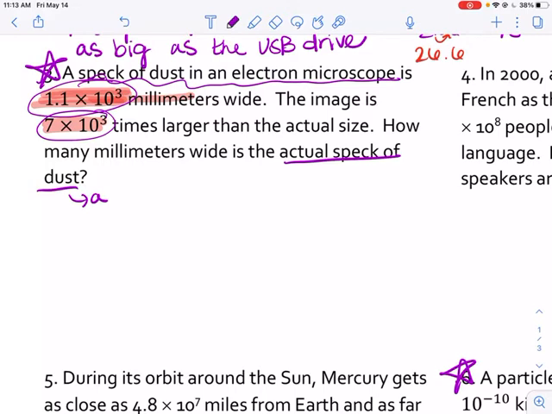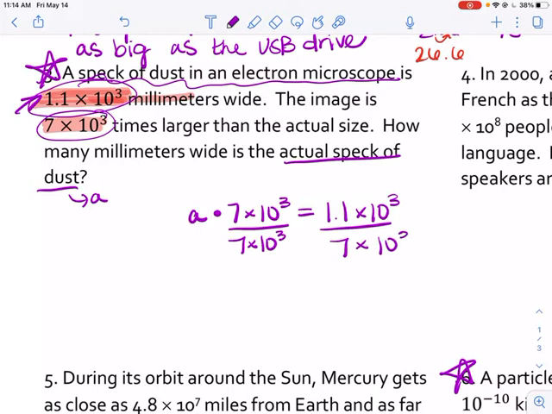So we're going to write a little equation. We want to find out actual speck of dust. And it says that the image, which was this first number, is 7 times 10 to the 3rd times larger. That times tells me that we're going to multiply 7 times 10 to the 3rd times A to get what that looks like in the electron microscope. So we're going to put this one over here. So now I'm going to figure out A by dividing by 7 times 10 to the 3rd on both sides. So it really helps if you remember how to solve equations for these ones, because sometimes it might help you to write an equation to represent the problem.